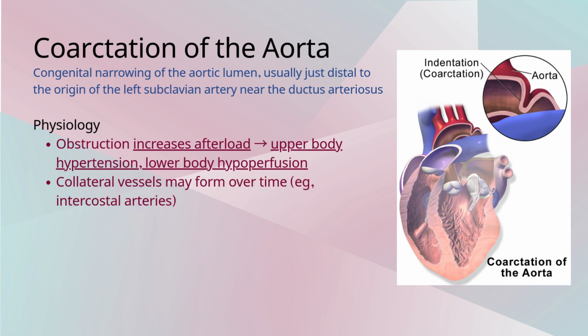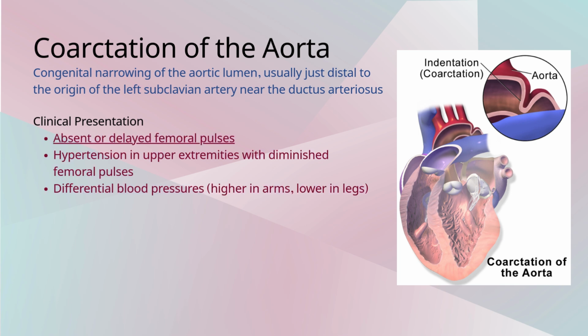What it does is it causes upper body hypertension and then lower body hypoperfusion. Something else of note is that the body can actually create collateral vessels over time to try and help compensate, and these are often in the form of multiple intercostal arteries. The classic presentation is absent or delayed femoral pulses, or in adults, hypertension in the upper extremities and then lower pressure in the lower extremities.